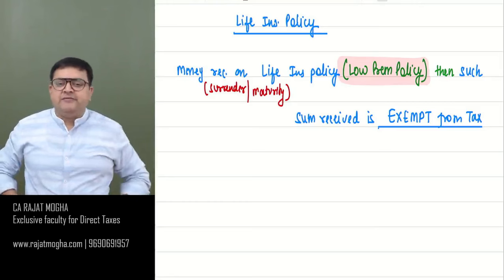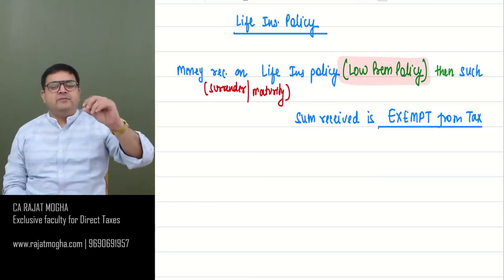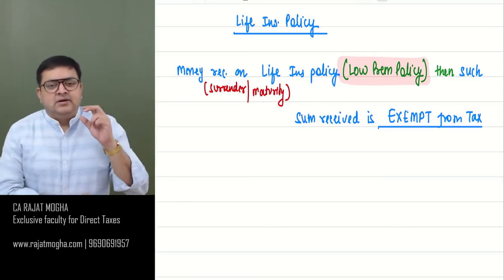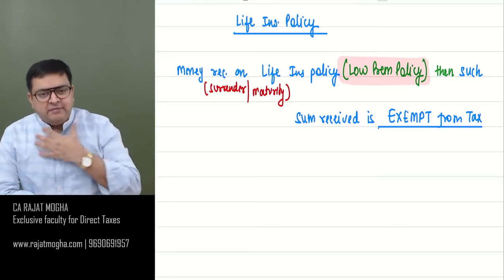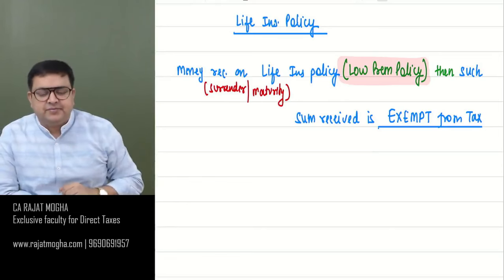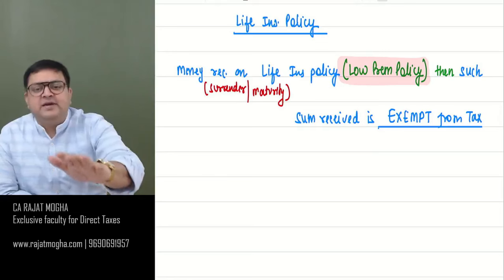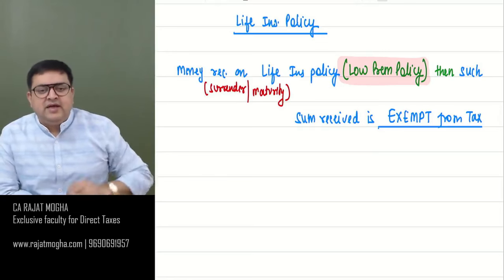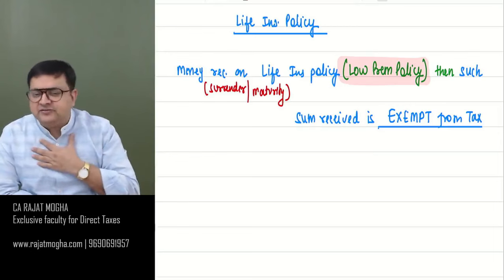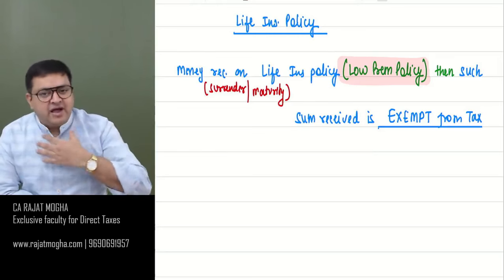You have taken a life insurance policy, and that policy is low premium. What is low premium? The premium is less. So if it's a low premium policy and I'm an insurance company giving you money, let's say for example 5 lakh rupees, then that 5 lakh rupees is exempt in your hands. Guys, if it is exempt, when I am paying it to you, should I deduct TDS? No. Why? Because it is not taxable in your hands. So I will not deduct any TDS.